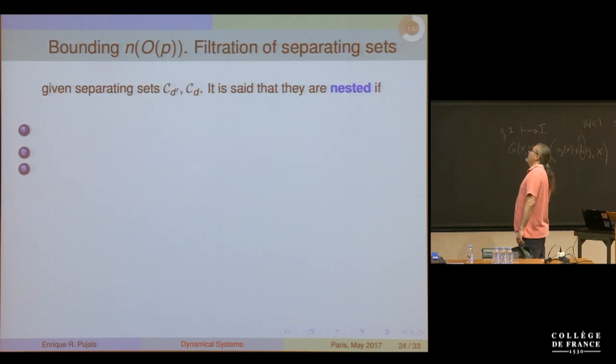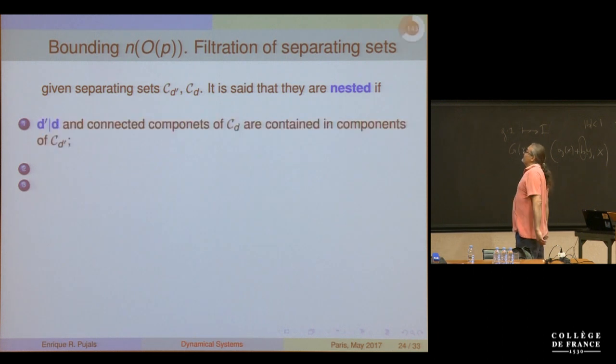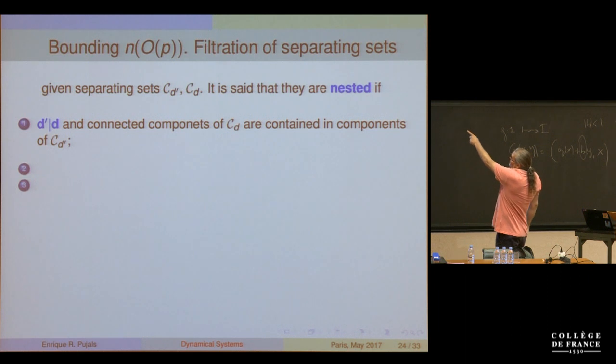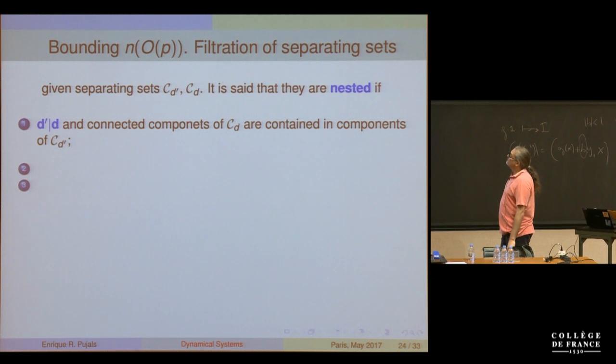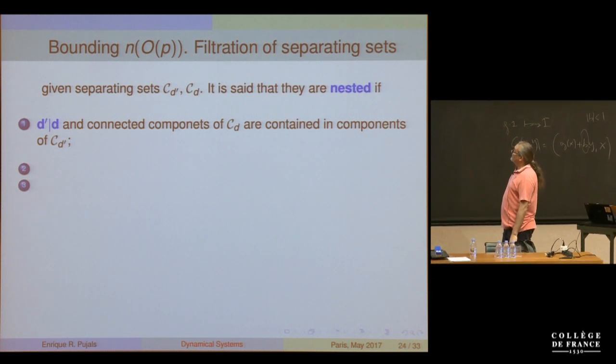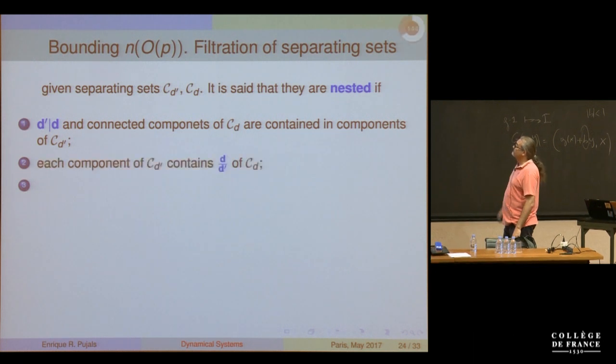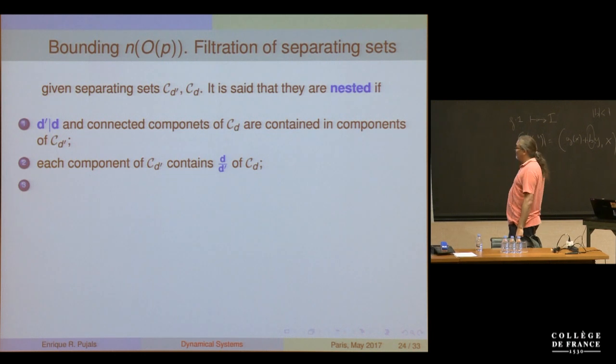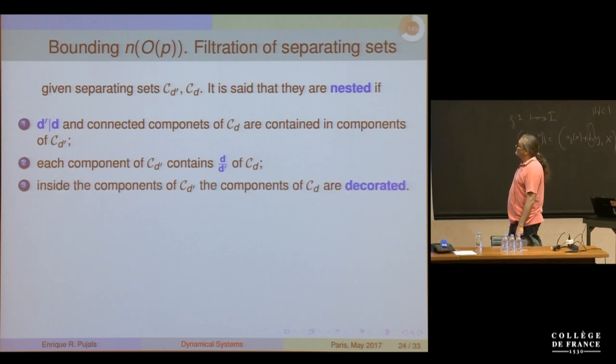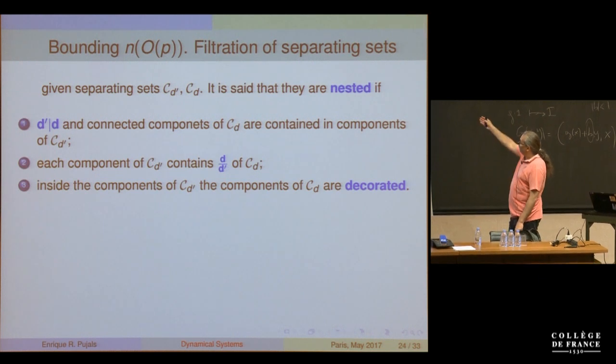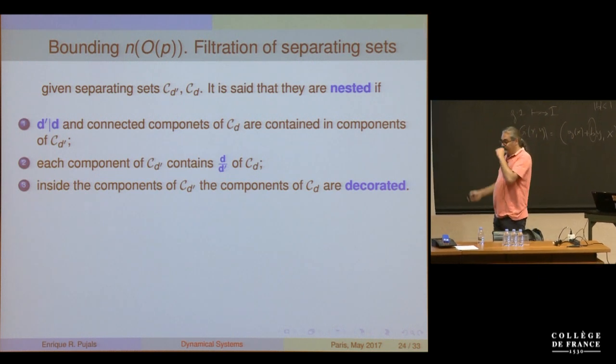Just the same definition, but look into this separating set. Now we say that two of these separating sets are nested. The first condition is you have C_D prime and C_D, with D prime dividing D. And the connected components of C_D are contained in the connected components of C_D prime. Each component of C_D prime contains exactly D divided by D prime components of C_D. And inside each component of C_D prime, the components of the next one are all decorated.